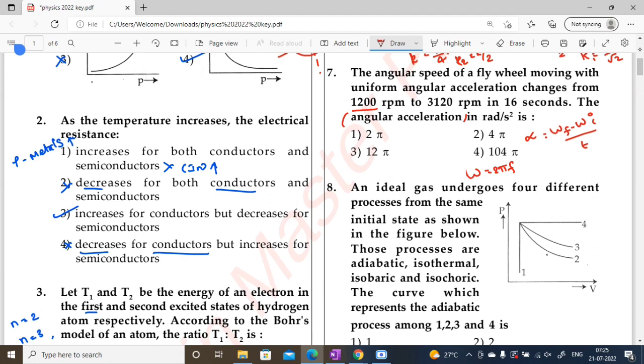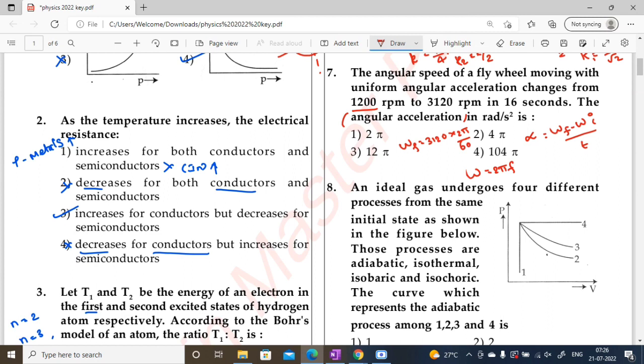So omega final will be generally given by 1200. So sorry, yes, the final is 3120. Initial only it is actually 1200. So the final is 3120 multiplied by 2 pi by 60, because converting that to seconds. So this will give me the angular velocity along my final situation.